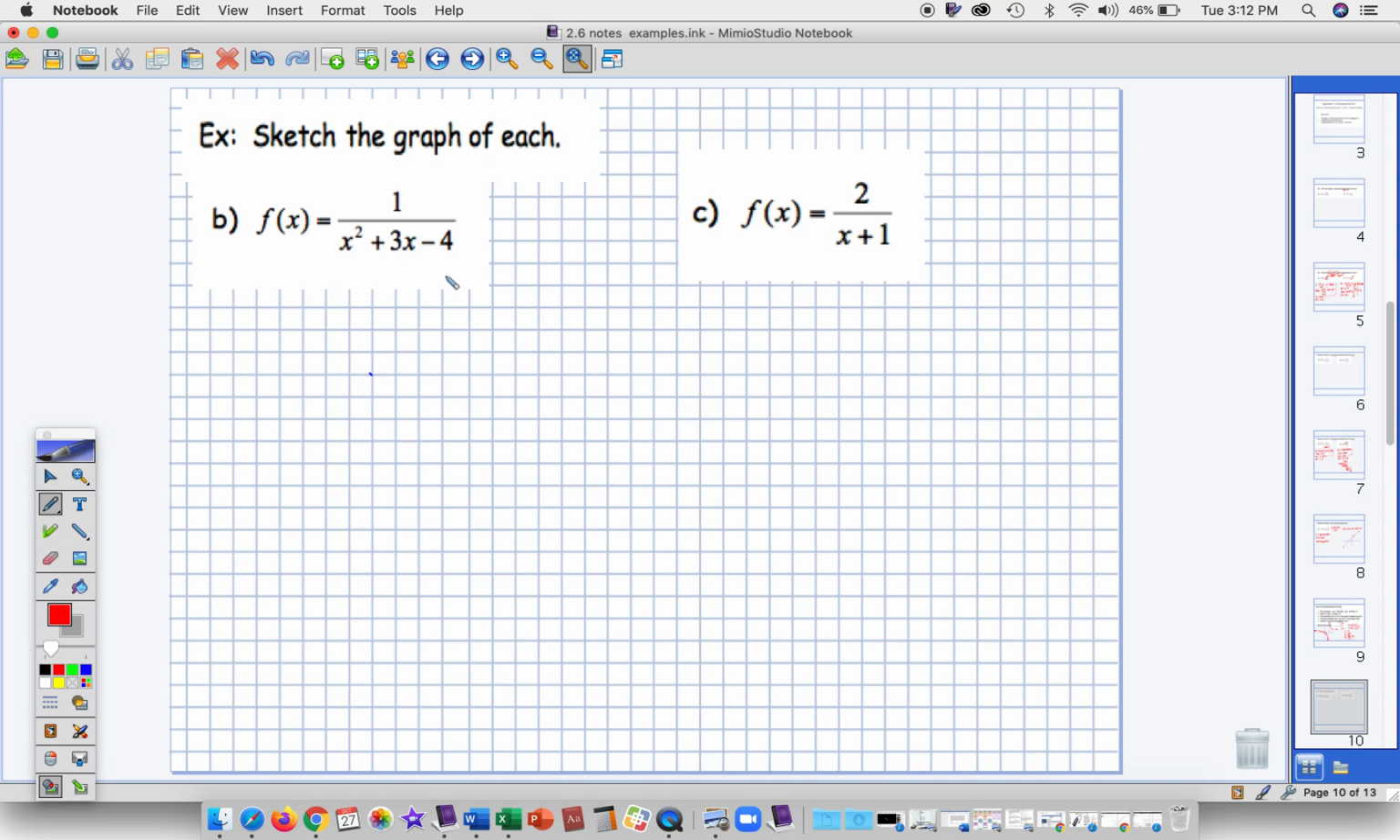Okay, so try B and C, pause the video, come back when you're done, and we'll compare solutions. So find your intercepts, find your asymptotes, plot some points, get some additional points from your calculator, and then smooth out those curves. Okay, let's see how you did.